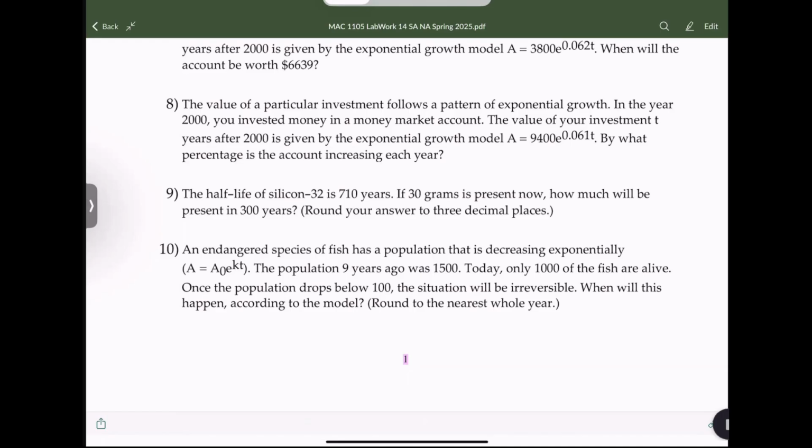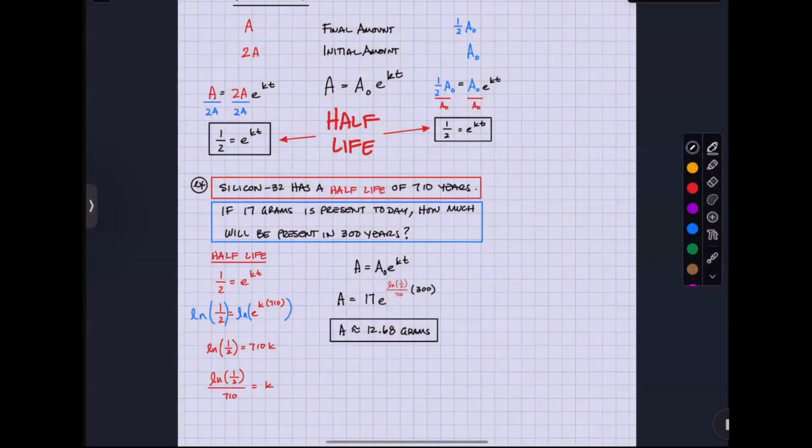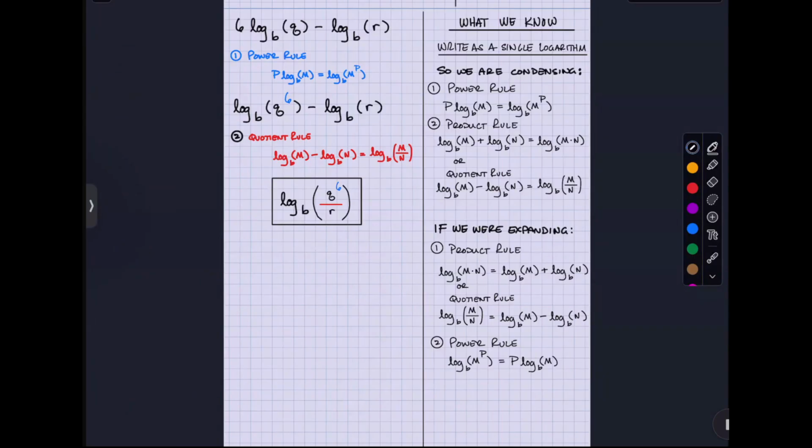Just like in this lab work, people started putting change of base rule in here. Have we ever used change of base in condensing and expanding? Then why is there a change of base? Oh, because it doesn't belong in there.